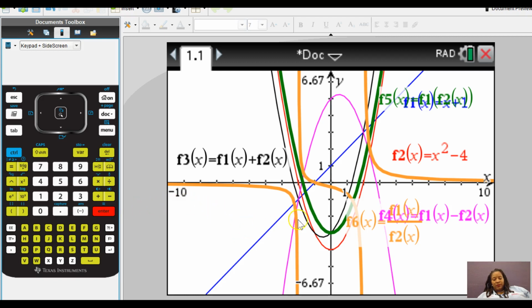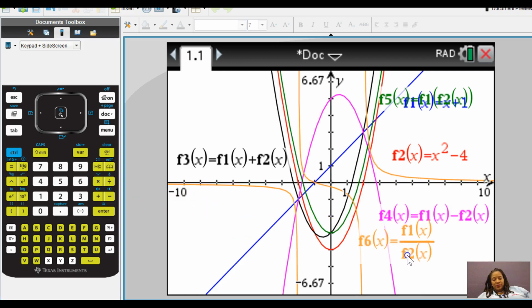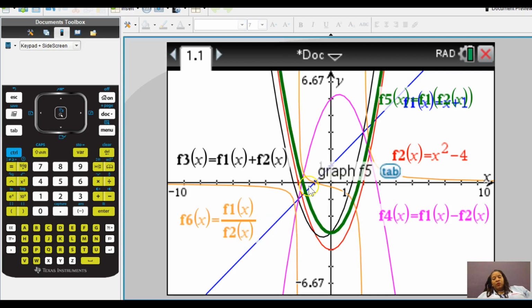Oh, isn't that pretty? Look at all this nonsense that's going on around here. Well, not nonsense, it's pretty nonsense. But we see what happens when we divide it. We all of a sudden have some asymptotes. We have some change directions. We can see what's going on right here, right?